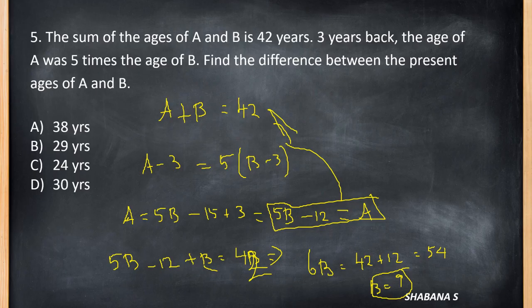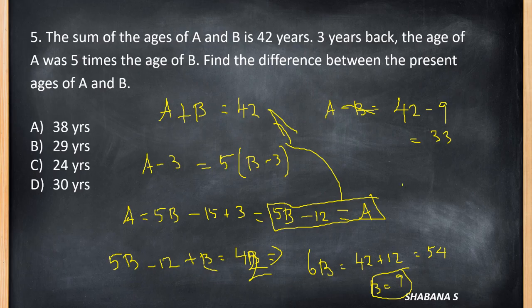I can find 45 minus 12. So A minus B is what I need to find. So I'll take it here. A plus B is 42. We got B as 9. So the value of A: A should be equal to 42 minus 9, and that's 33.